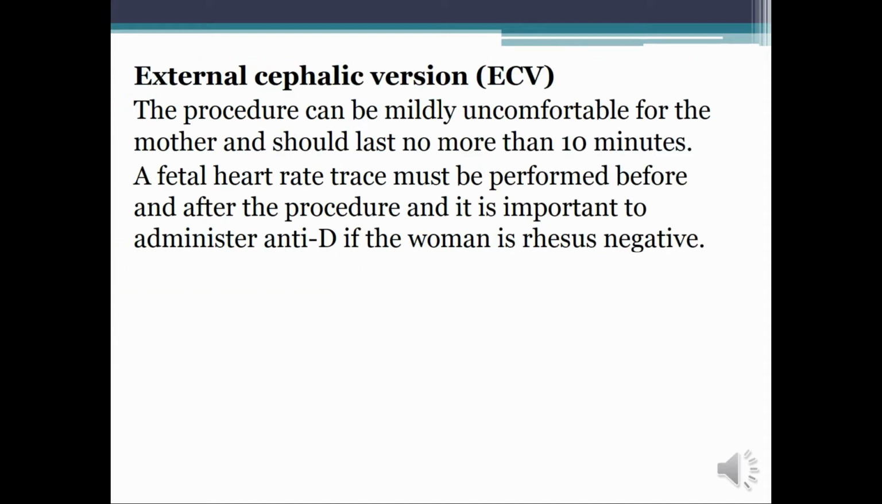External cephalic version. The procedure can be mildly uncomfortable for the mother and should last no more than 10 minutes. A fetal heart rate trace must be performed before and after the procedure, and it is important to administer anti-D if the woman is rhesus negative.